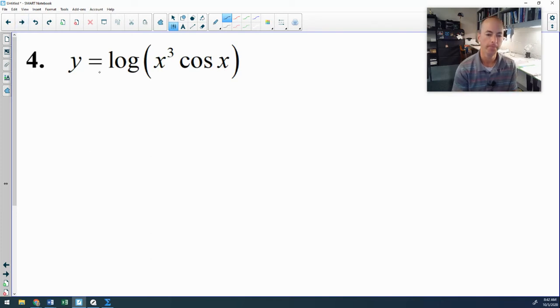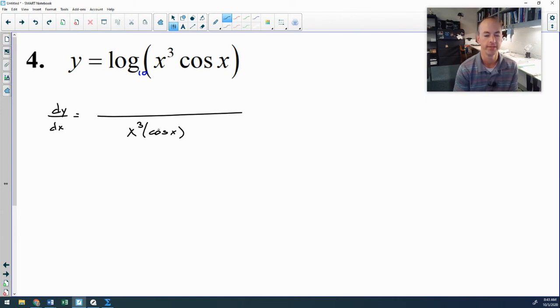Let's see number 4. Another log. This is log. There's no base written, but you should know that log without a base written is log base 10. And so this derivative, my log's on the outside, so I'm going to start with the derivative of a logarithmic function, which is the denominator is the argument, so x cubed cosine x. And then the derivative of that goes on top, and the inside is a product rule.